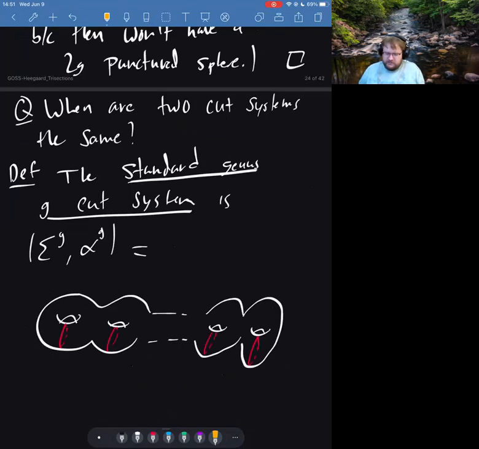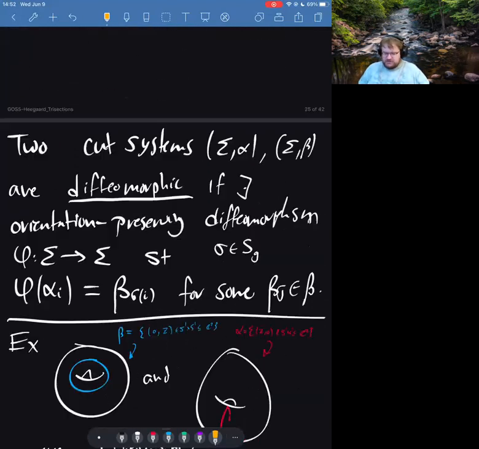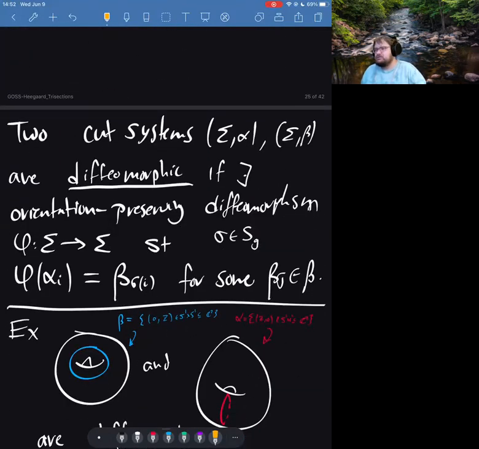So when are two cut systems determined to be the same? So a definition, the standard genus G cut system is this one. It's just you snip all the bagels like this. We see that two cut systems are diffeomorphic if there's an orientation preserving diffeomorphism phi on the base surface and a permutation sigma in the symmetric group on G things such that phi of alpha_i is beta_sigma(i) for some beta_j's in beta. Right, there's just a diffeomorphism that sends one thing to the other.